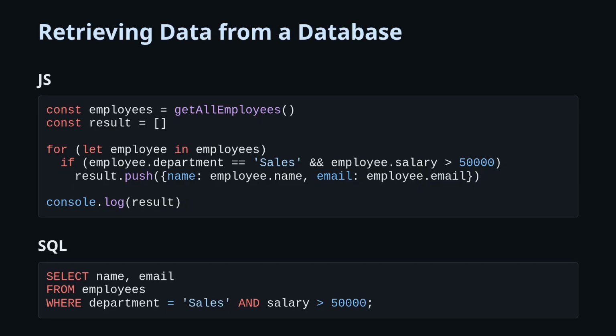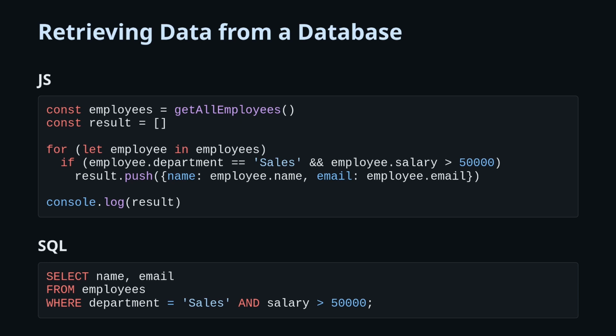So let's take the example of retrieving data from a database in JS and SQL. In JS, you would just get employees from a database and create a results array. Now you iterate over the employees array, and if the employee is in the sales department and his salary is over 50,000, you push this employee into the results array. After you're finished, you just console log the result.